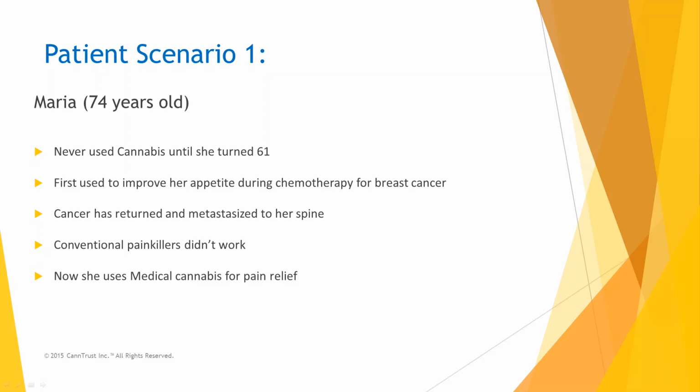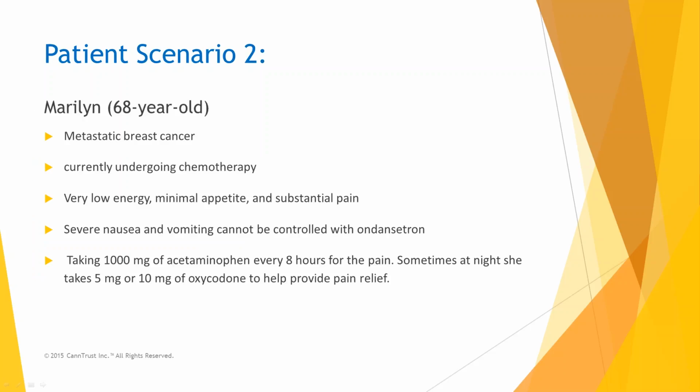Next slide is Marilyn. She's 68 years old. She has metastatic breast cancer. She's currently undergoing chemotherapy. She has very low energy, minimal appetite, and substantial pain. She has severe nausea and vomiting, which cannot be controlled with regular medications. And she's taking multiple medications for pain, and she's still suffering. She is starting medical cannabis to manage those conditions. Next slide.